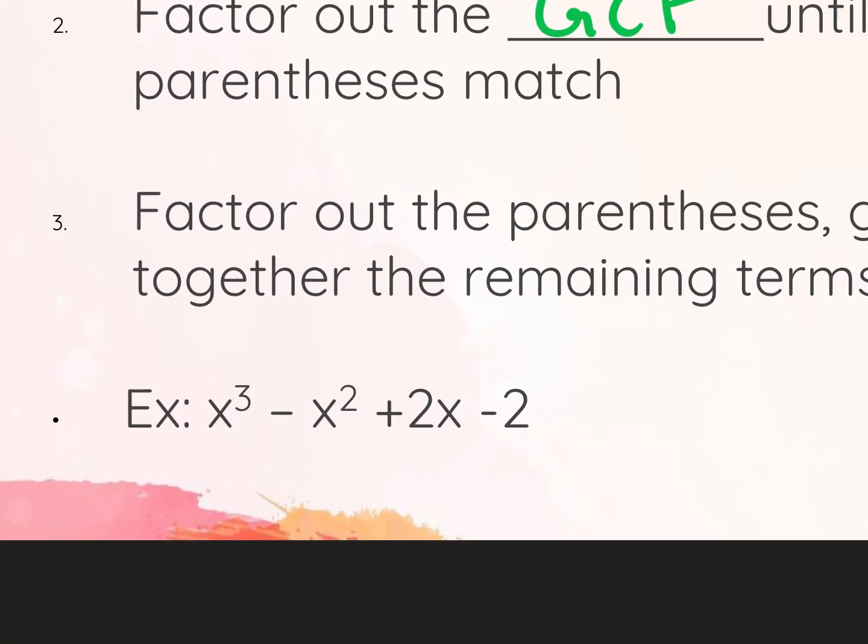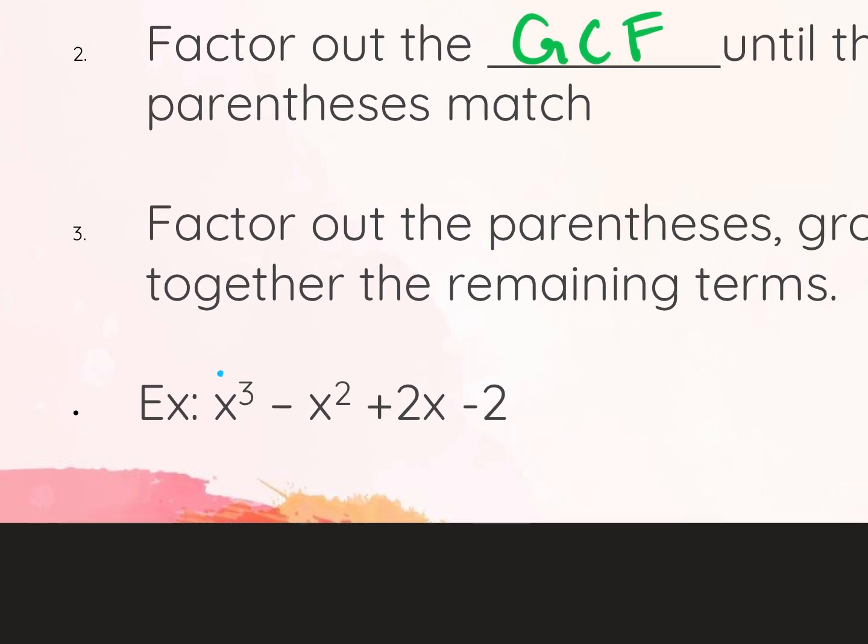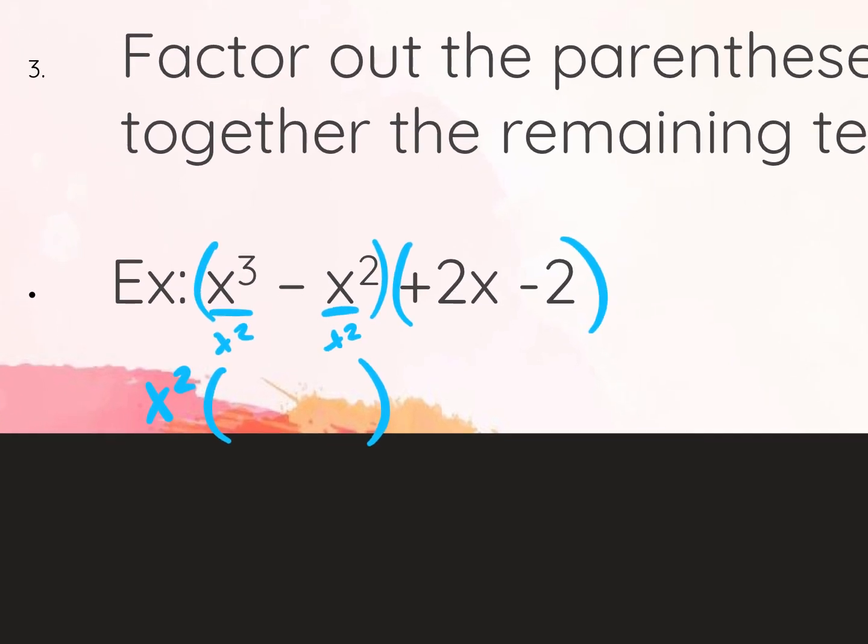So let's look at the example down at the bottom. We're going to group our first 2 terms and then group the second 2 terms. Just looking at our first parentheses, what's our GCF here? X squared, perfect. I'm going to divide out an x squared from both of them. Put that on the outside. When I take out an x squared, just from my first parentheses, what do I have left inside the parentheses? X minus 1, perfect. X squared divided by x squared is 1.